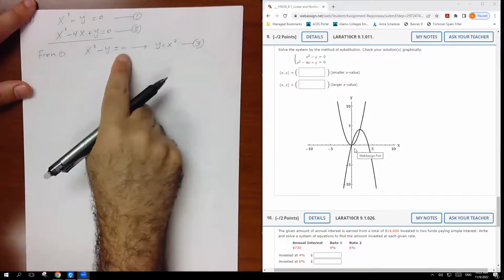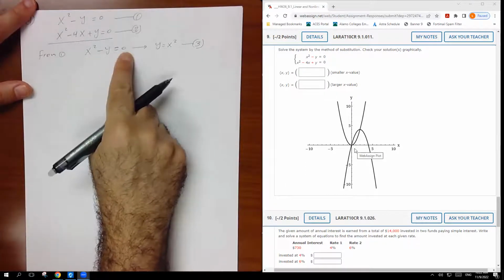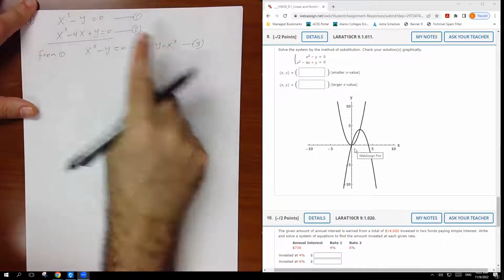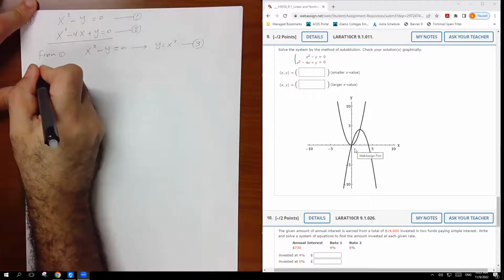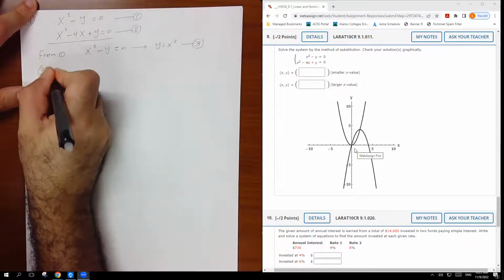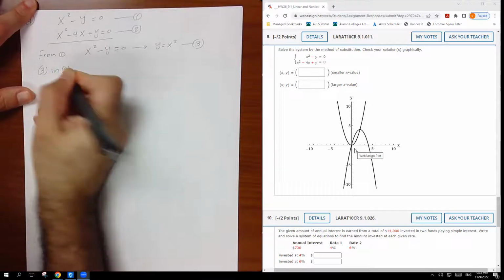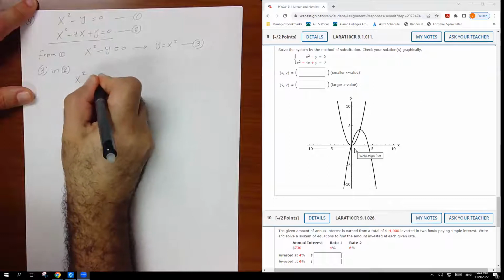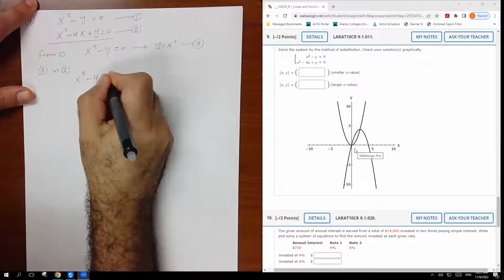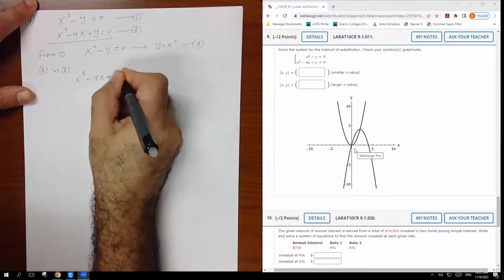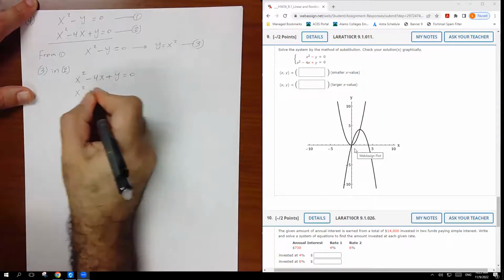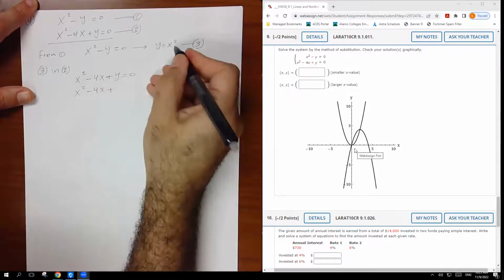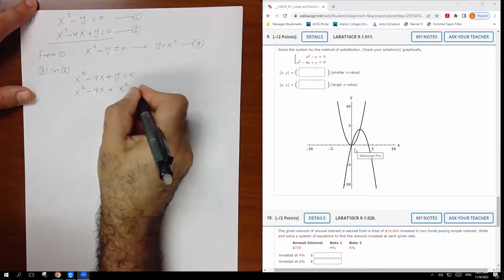Because we're going to move the y here, it is going to be x squared equal y, which is the same thing, y equal x squared. Now plug in 3 and 2. We're going to get 2x squared minus 4x plus y equals 0. That means it's going to be x squared minus 4x plus y, which is x squared, equals 0.